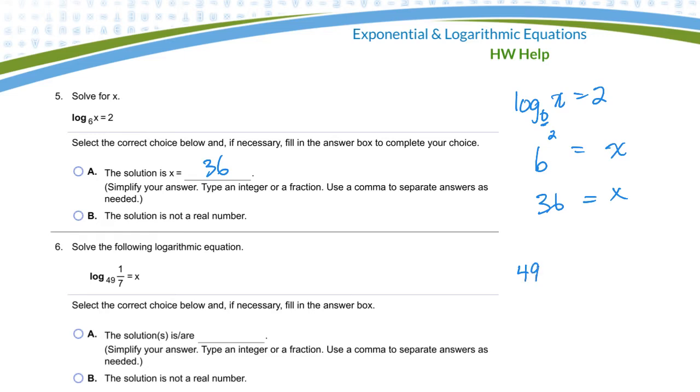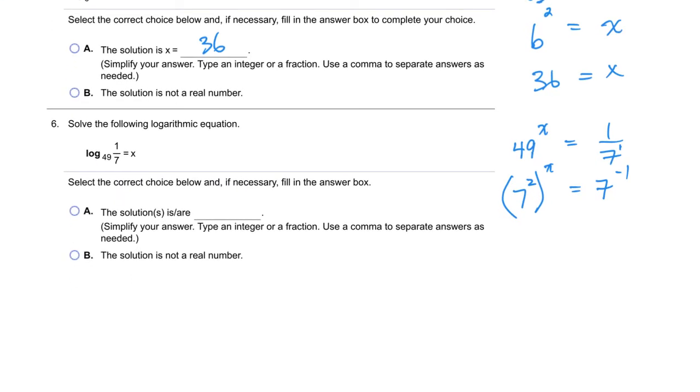Next one, let's change form again. So 49 to the x is equal to 1/7. Okay, so 49 and 7, I can make those the same base. So 49 is the same as 7 squared to the x is equal to, and this is 7 to the first. If I bring it to the top, it'll become negative. You see where I'm going to get the 7's? So 7 to the 2x is equal to 7 to the negative 1. Bases are the same, so 2x is equal to negative 1. Therefore, x is equal to negative 1/2. Ooh, I like those two.